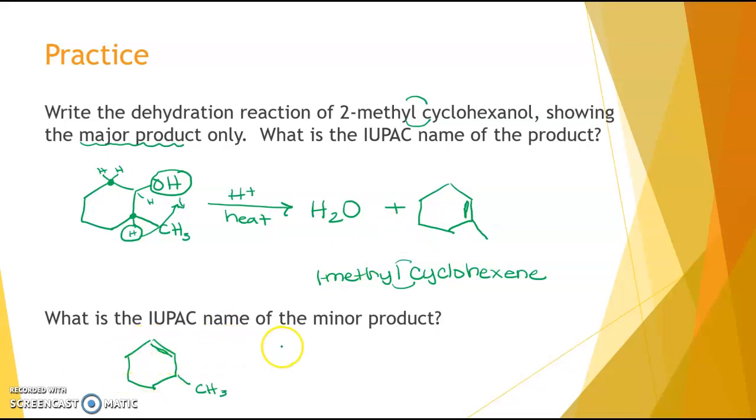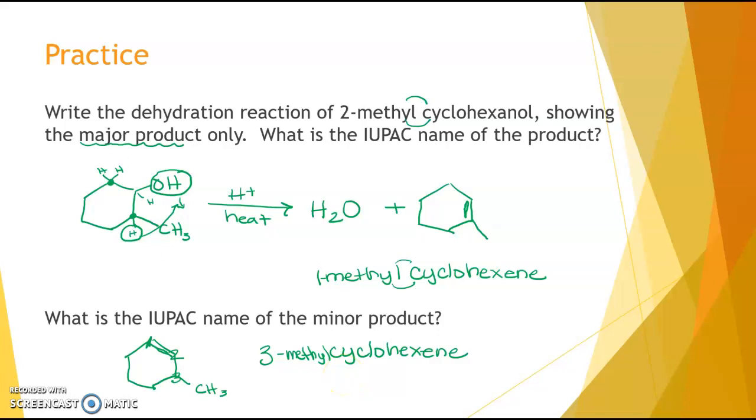So if I went to name this, I still end up with cyclohexene. But my numbering is going to be different. And if your numbering is different, that tells you you're dealing with a structural isomer. So in this case, I'm going to make this carbon 1 because my double bond gets preference over alkyl groups. So carbon 1, carbon 2, and carbon 3 then form my methyl. So it would be 3-methylcyclohexene, which is a structural isomer to the major product.